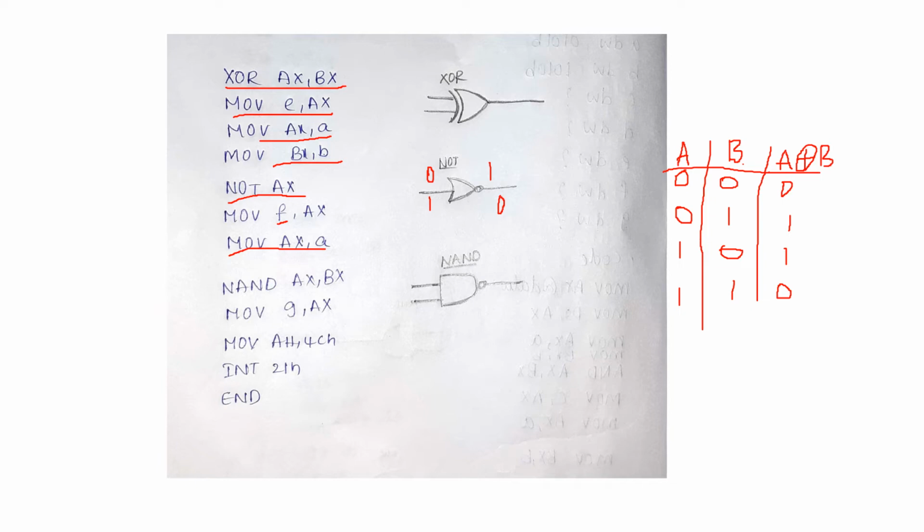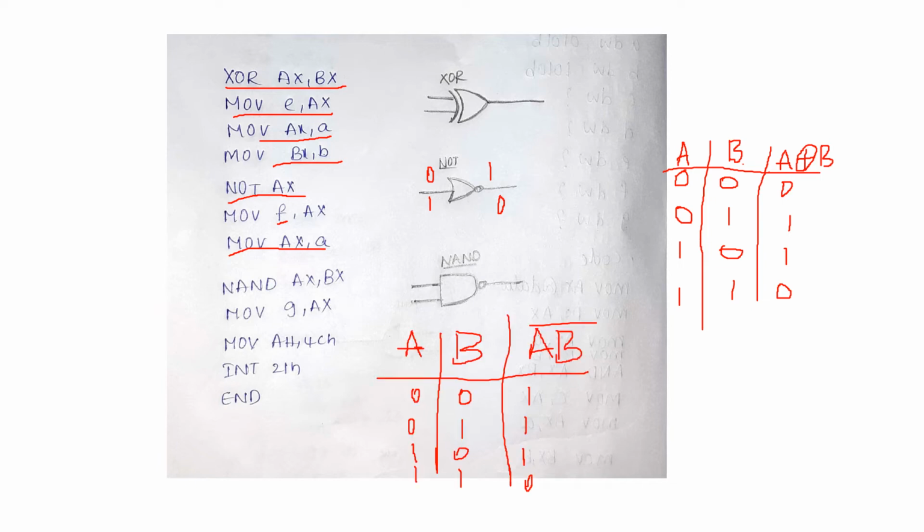The next operation is the NAND operation. NAND is the complement of the AND operation, that is AB bar. In this case, A and B is 0 and its complement is 1, which is the result of the NAND gate. Here NAND AX, BX means the contents of AX and BX are sent as input to the NAND gate and the result is stored in the AX register. Now the result is copied to G, and we can obtain the result of NAND of AX, BX in G.